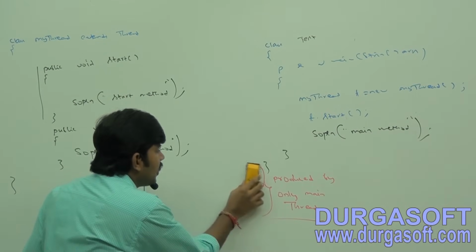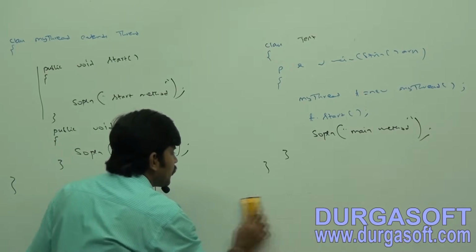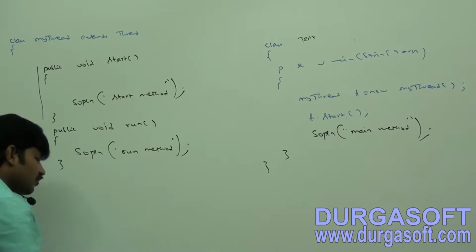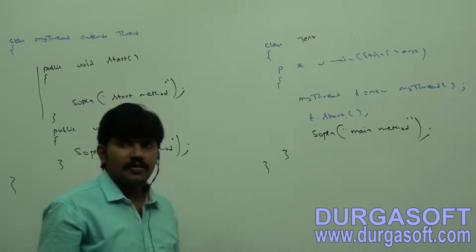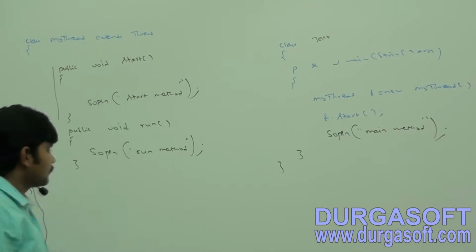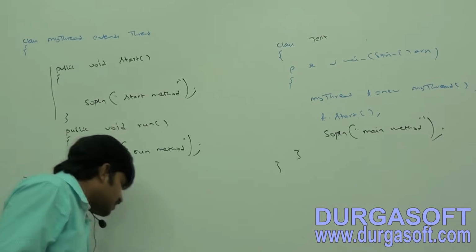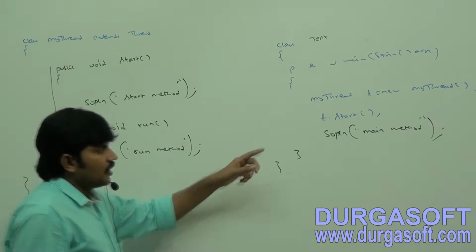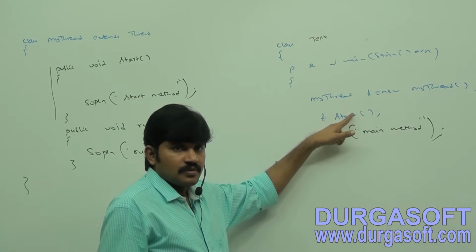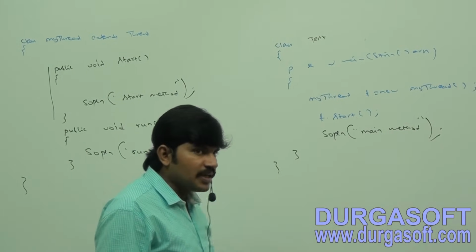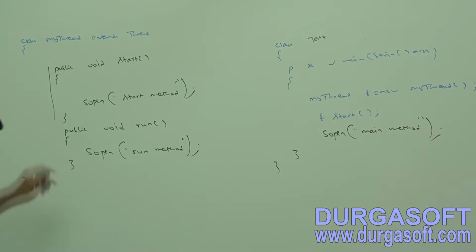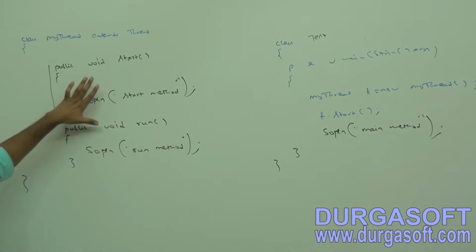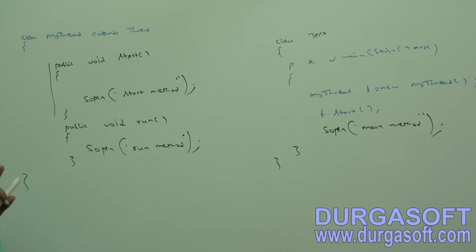Next, I want to make a small change to this program, and you have to decide what output we are going to get by default. Take special care. What is the small change in this program? I am calling t dot start. Then which start method will be executed? Our start method. It will be executed just like a normal method call.